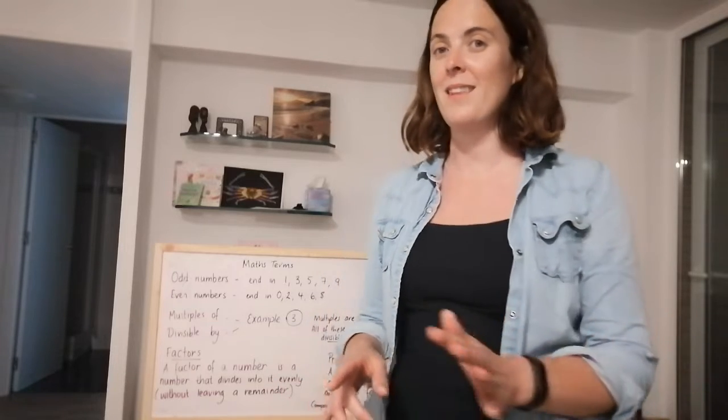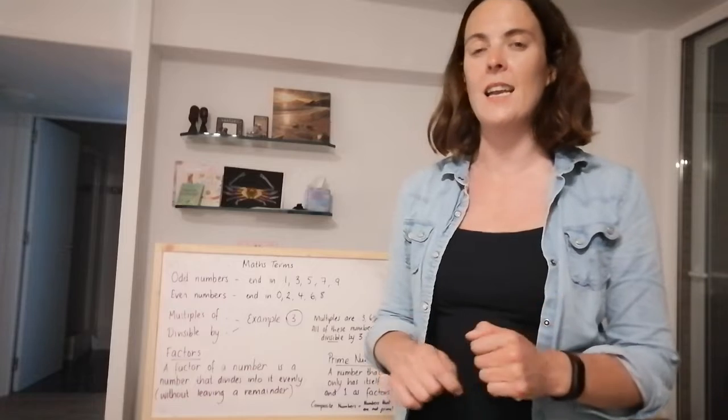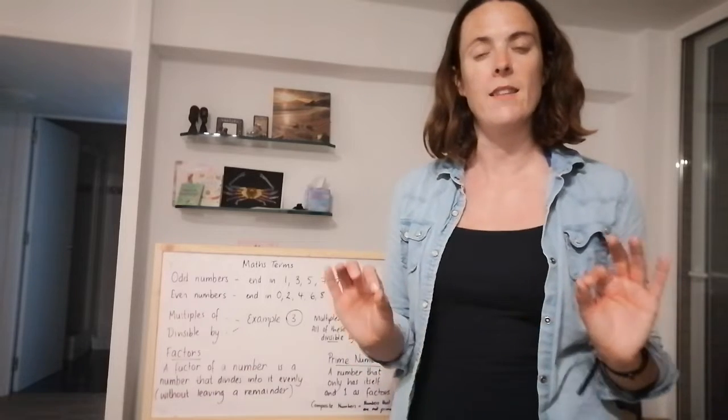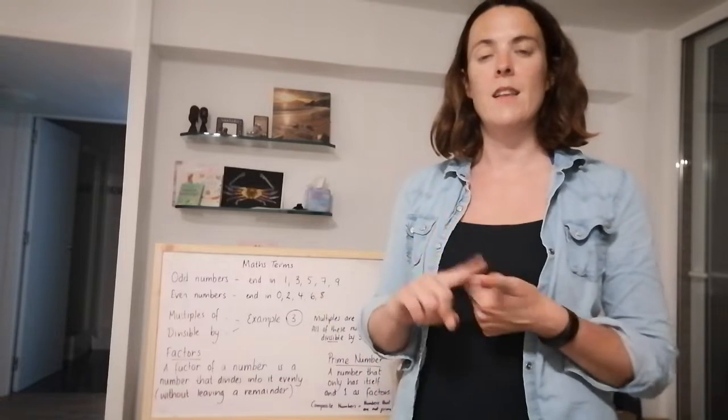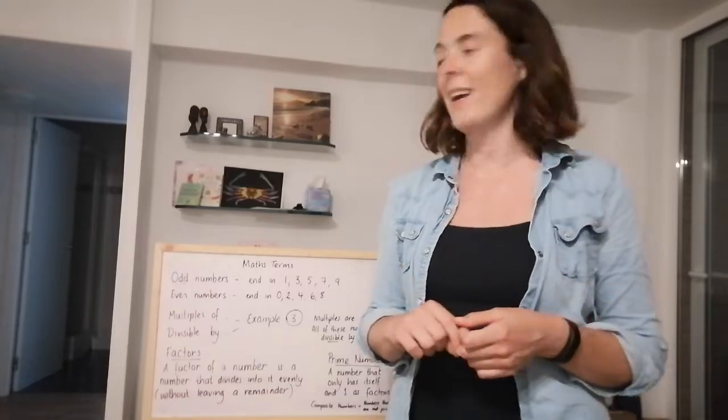Odd numbers are the ones that end in 1, 3, 5, 7, 9, and even numbers are the numbers that can be divided equally by 2. They end in 0, 2, 4, 6, or 8, okay?